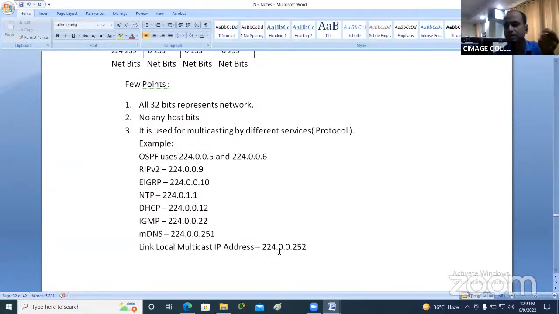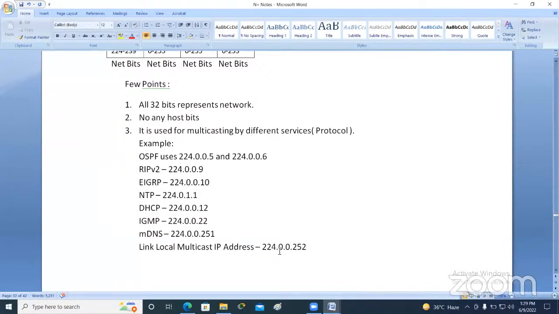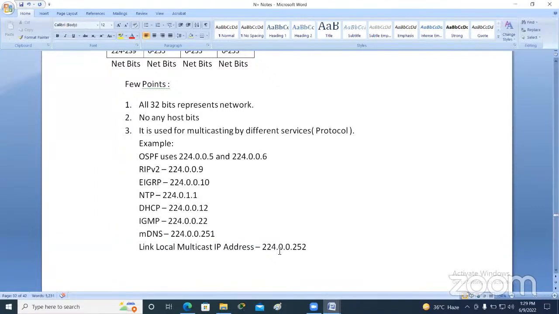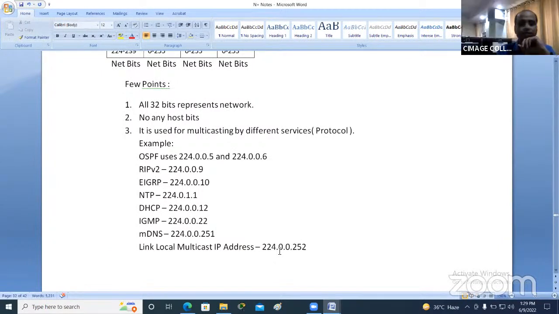But we cannot use this IP address. If we are going to use this IP address, our computer will prompt invalid IP address. It will not be accepted. So class D is only used for multicasting, and these multicast addresses are assigned to different services. Now this class is clear to everyone. Class D.